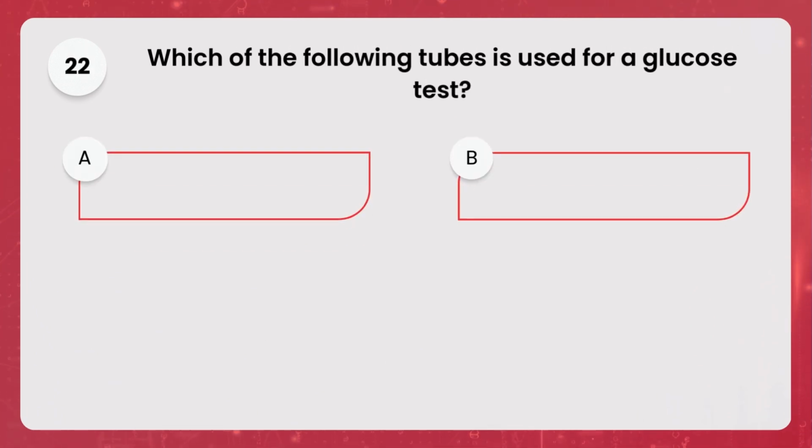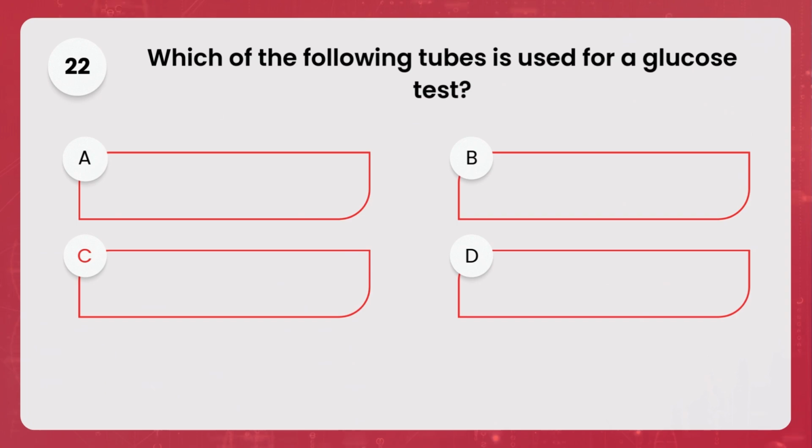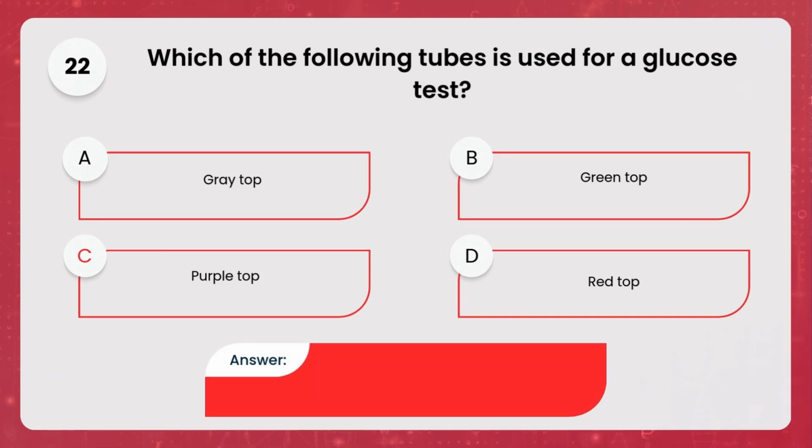Which of the following tubes is used for a glucose test? A. Gray top, B. Green top, C. Purple top, or D. Red top? The answer is A. Gray top.